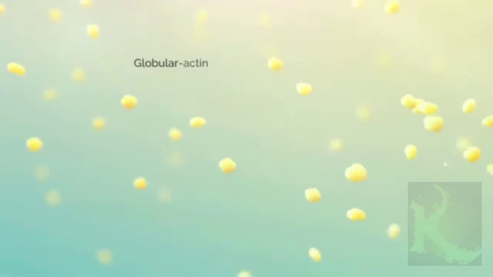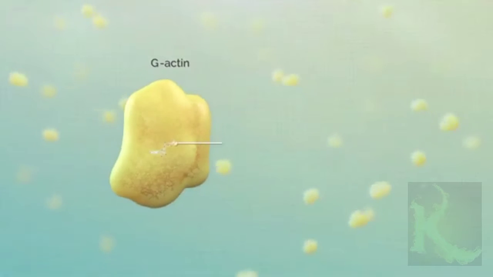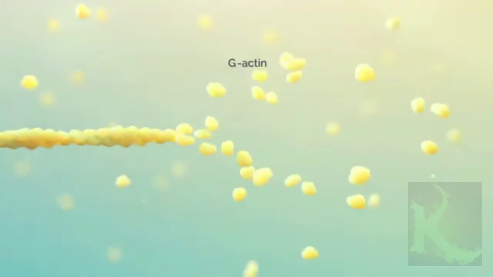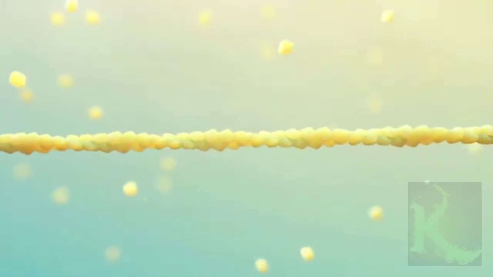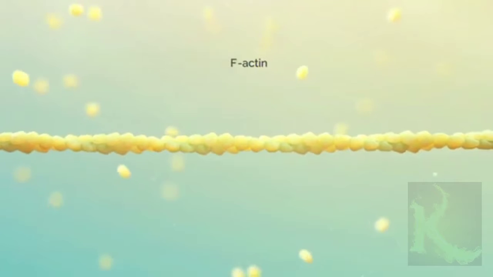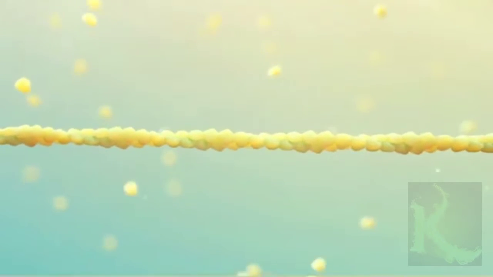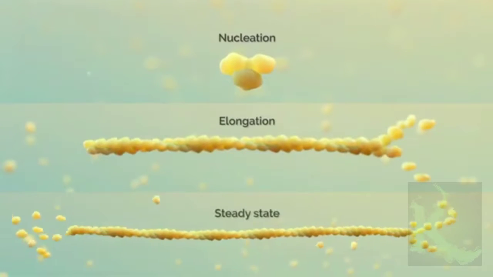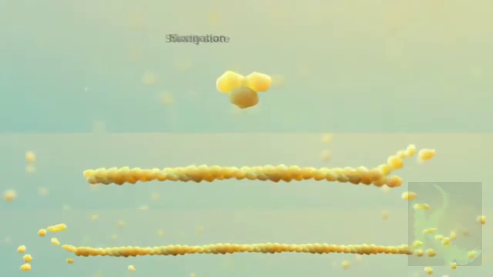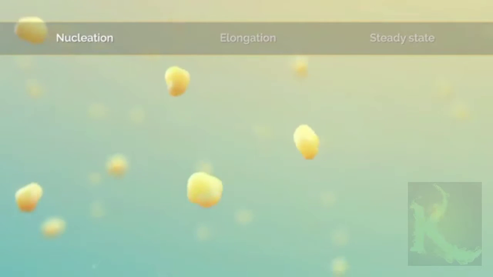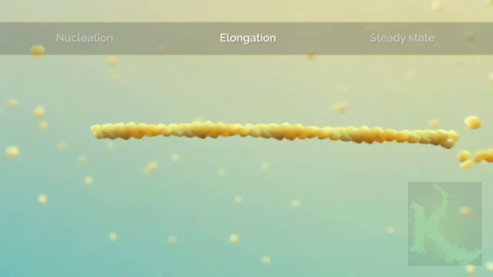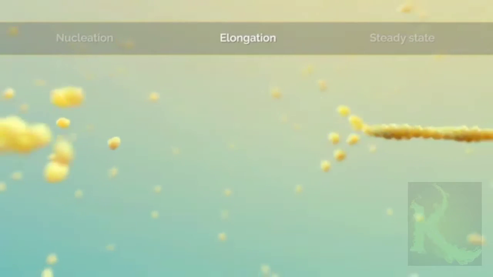The building block of the actin cytoskeleton is a small globular protein called G-actin, which is normally bound to ATP as a monomer. These ATP-bound G-actin monomers assemble, or polymerize, into filaments, known as F-actin, over 3 phases, called nucleation, elongation, and steady state. Nucleation occurs as 3 ATP-bound G-actin monomers form trimers. Then, rapid linear polymerization occurs in a process called elongation.